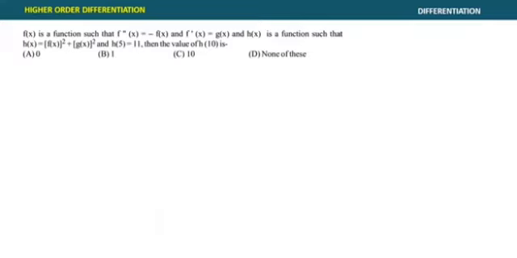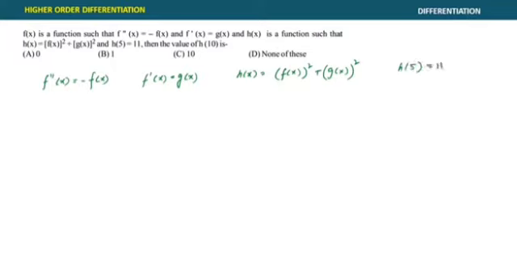Okay, let us take another problem to understand the concept of higher order differentiation. It is said f(x) is a function such that f double dash x is given in terms of f(x). It comes out to be minus f(x). And f dash x is given to be equal to g(x), and h(x) is defined as a function which is f(x) square plus g(x) square, right? So I have written everything which is given in the question, plus h(5) is given to be 11, and you are asked to find the value of h(10) using all these things.